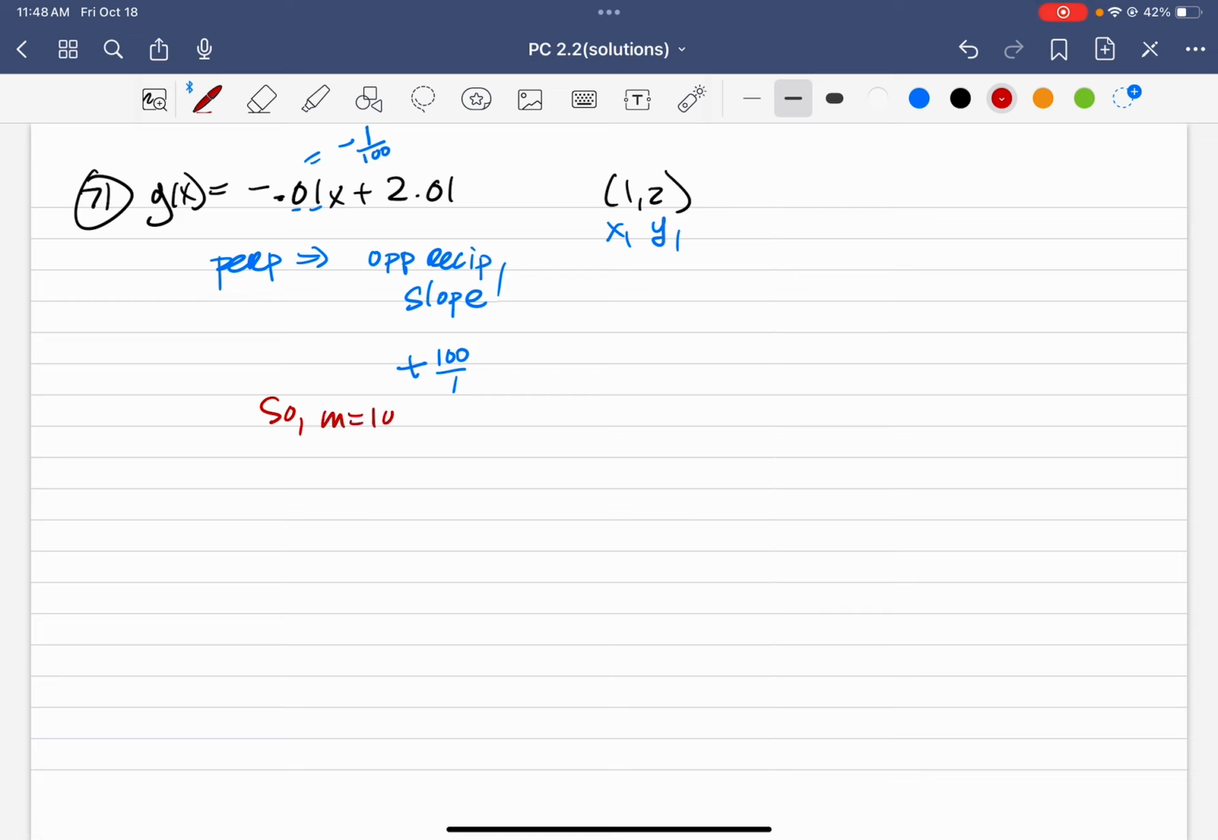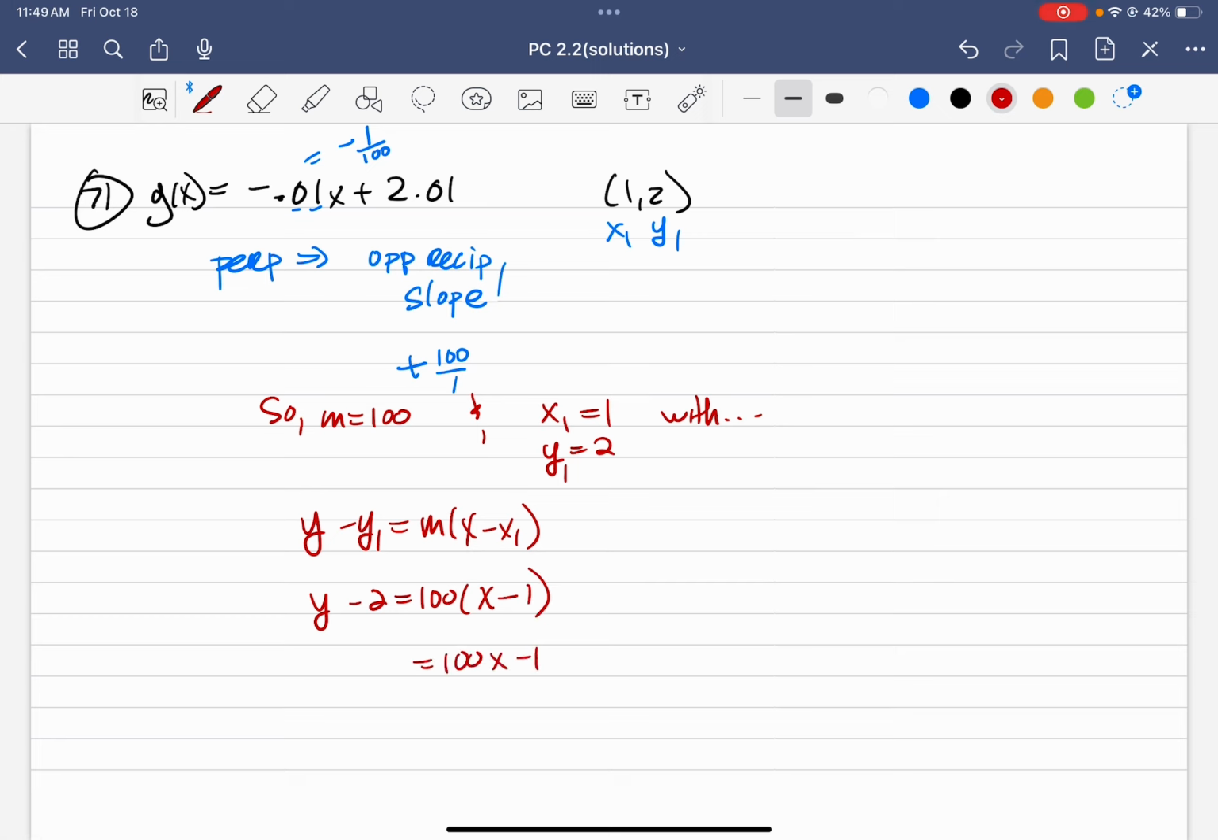So m is equal to 100, and x1 is equal to 1, y1 is equal to 2, with y minus y1 is equal to m times (x minus x1). And so if I plug in y1 = 2 and my slope of 100, x minus x1, I guess you get 100x minus 100 is equal to y minus 2. So y is equal to 100x minus 98 is what we should have gotten for 71. Okay, and then after 71, we're going to do 74 and be done.